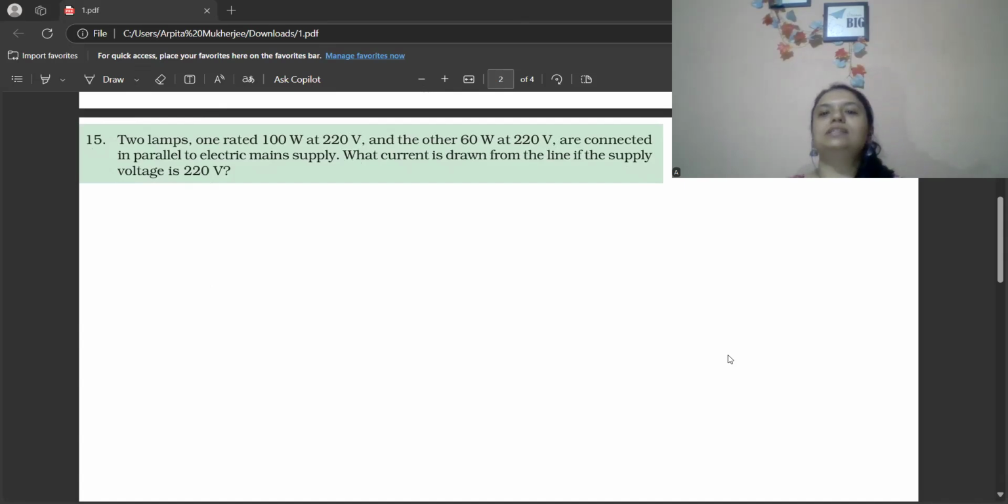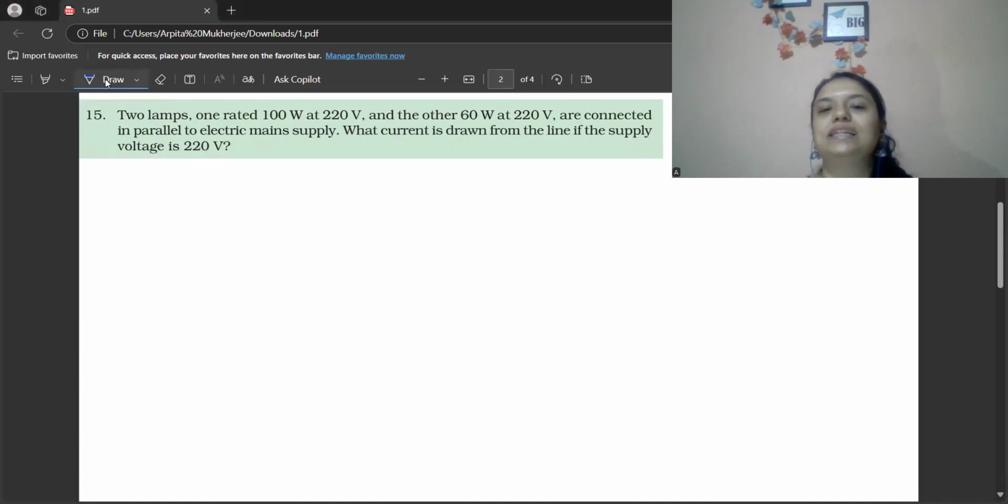This is a very important question from your board's point of view. If you go through your past year questions, you can see that this question has come multiple times. So what do we do here? We have to find the current from the line if the source voltage is 220 volt and both of these lamps are connected in parallel to each other.